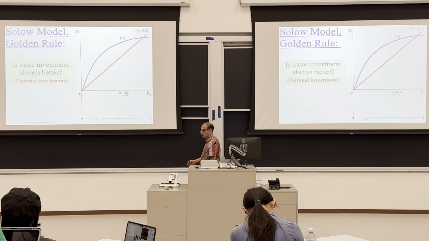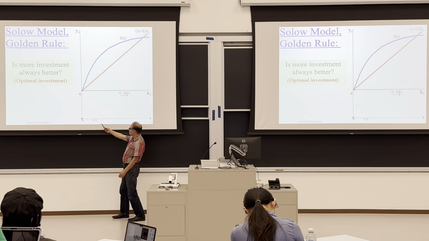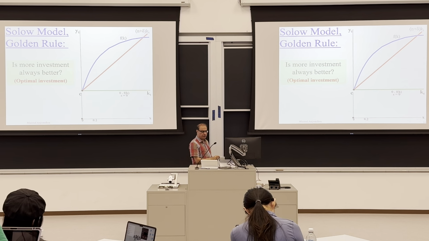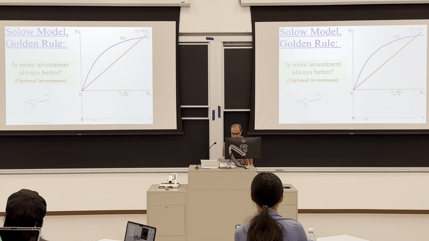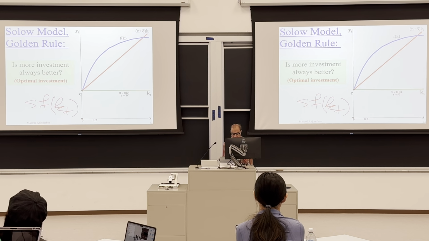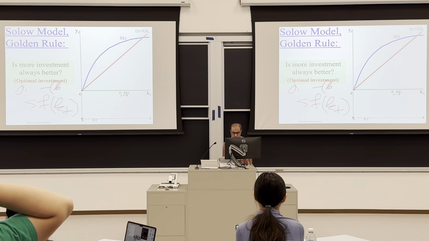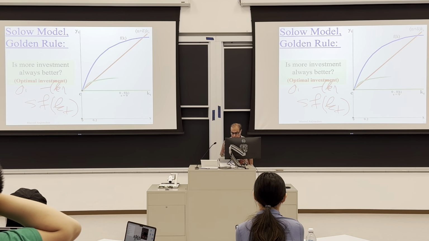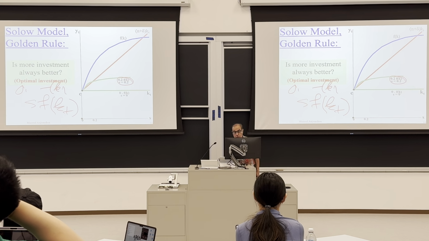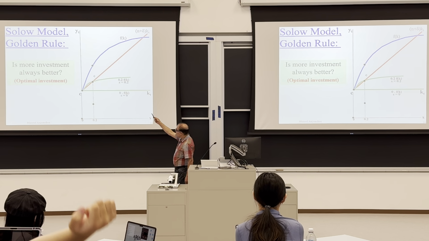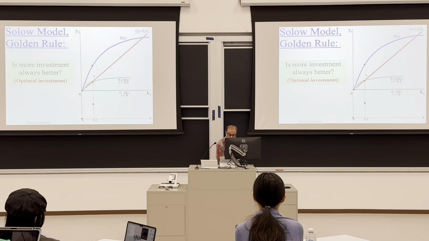Let me choose, remember, trial and error. Let me choose saving rate 20%. So then s f of k_t would be 20%, yes everyone? s f of k_t, is that right? So it would be something like this, 0.2 times f of k_t. So this point is your steady-state equilibrium.